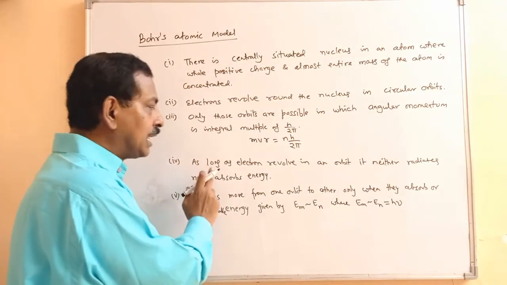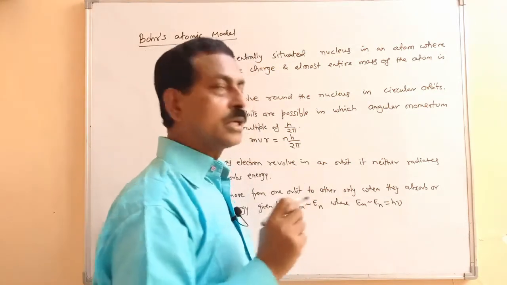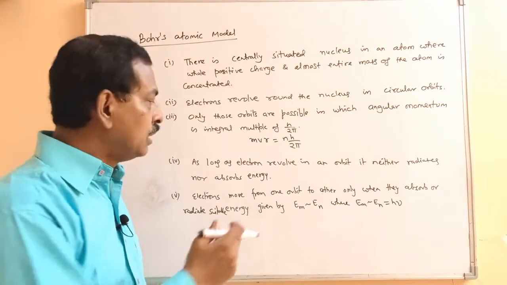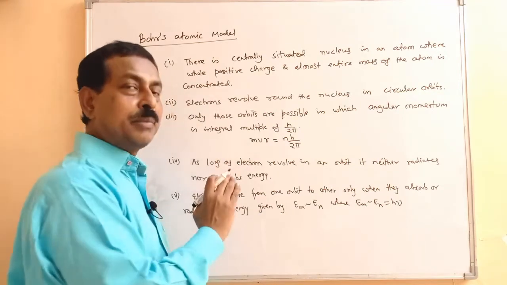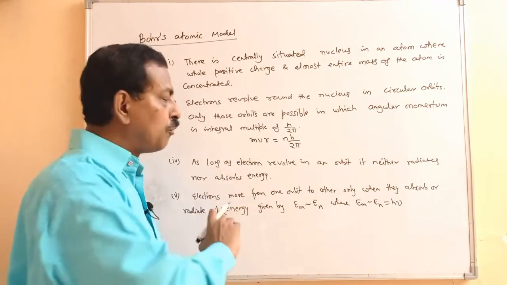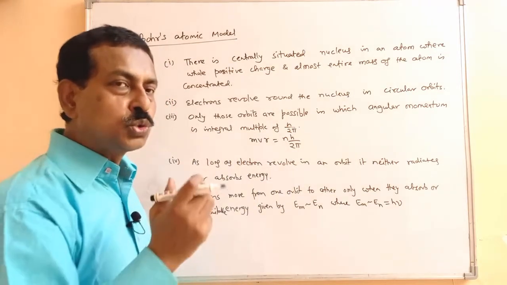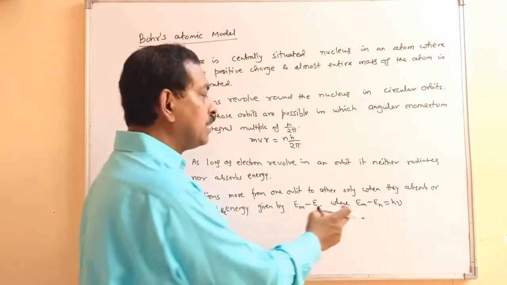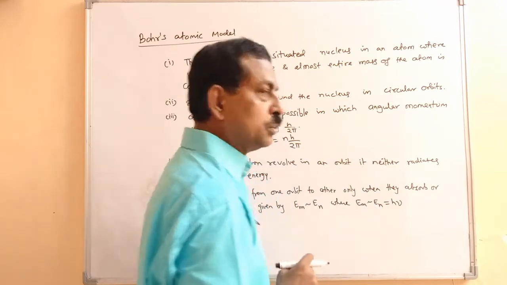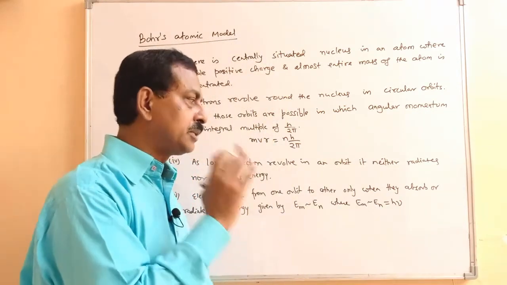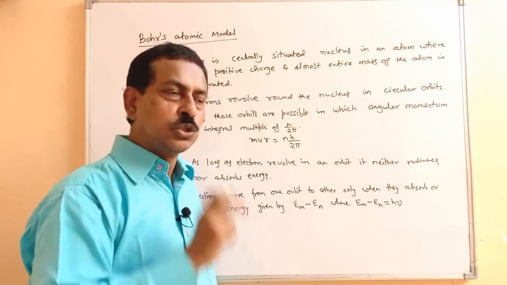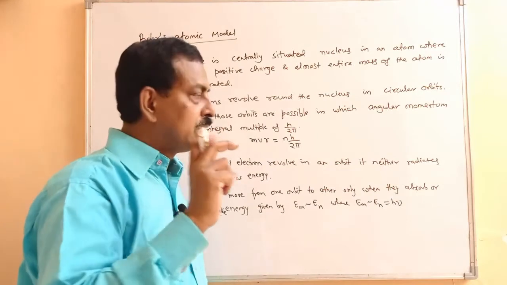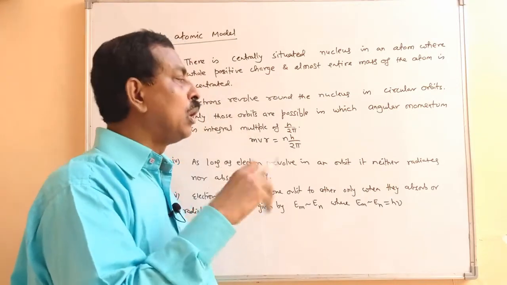Another point was that as long as the electron is revolving in any particular orbit, it will neither radiate energy nor absorb energy. And when the electron makes a transition from one orbit to another, it can do so only by absorbing or radiating suitable energy, which is given by Em minus En equals h nu. Em and En are the energies in the mth and nth orbits. So only if it gets the energy, which is the difference of the energy of the two orbits, either it will absorb it or it will radiate.